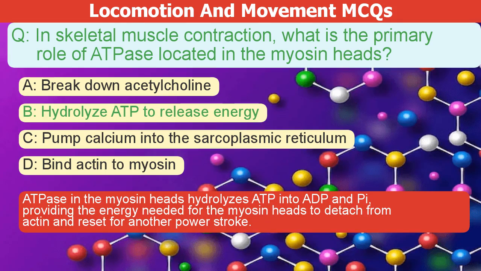The correct answer is B. ATPase in the myosin heads hydrolyzes ATP into ADP and Pi, providing the energy needed for the myosin heads to detach from actin and reset for another power stroke.